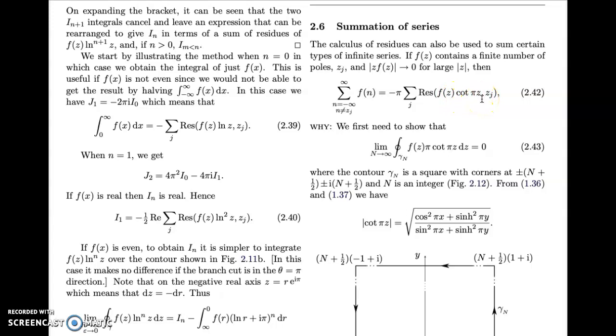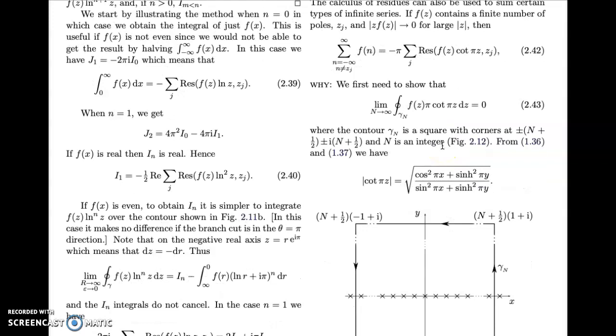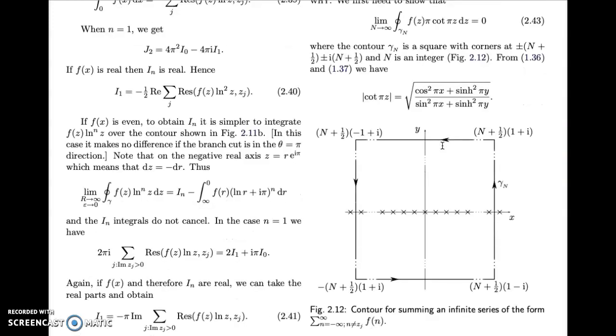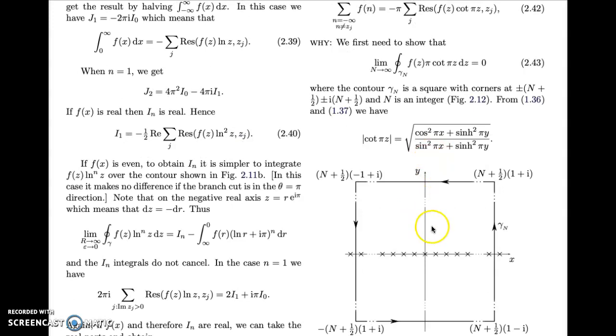is equal to minus the sum of the residues of f times pi cot pi z. So it does seem a rather magical formula. Okay, I'll sketch how to do this. You can read the notes in detail to get the full picture. The idea is we use this kind of contour.